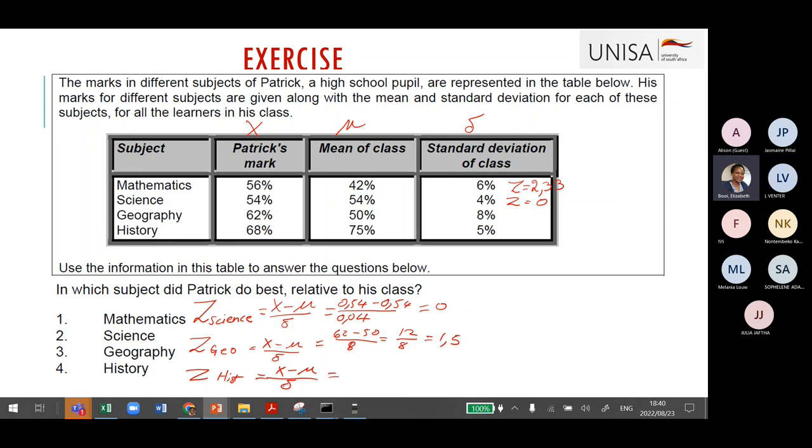For this one, not converting can still get you there, but if I need to teach you the right way of doing things, you need to convert it to a decimal. But for this purpose, it's still going to give you the same. Okay? So who wants to do history? So next time. Who wants to do history?